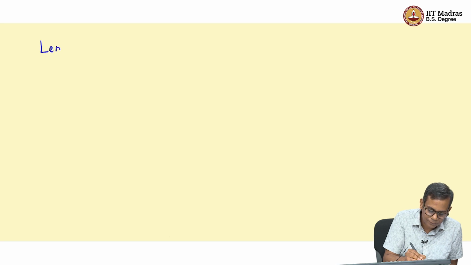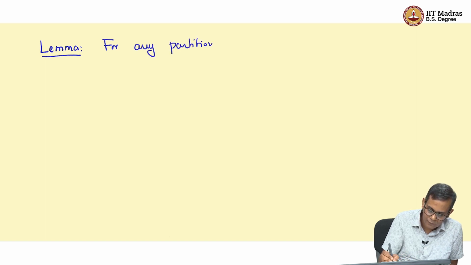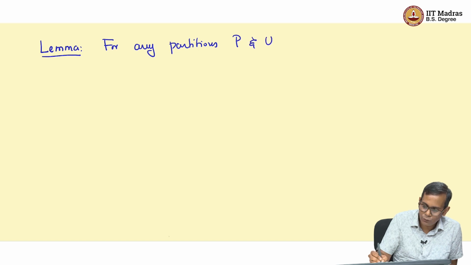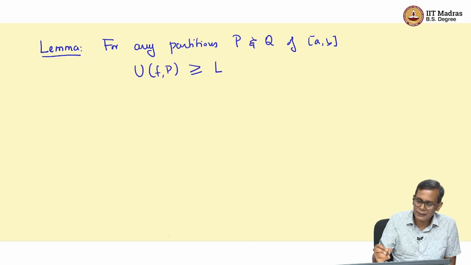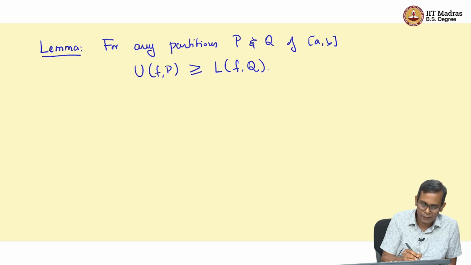We can use this to give an inequality between any upper sum and any lower sum. And so what we have is, for any partitions P and Q of the closed interval [a,b], U(f,P) has to be greater than or equal to, well, it's obviously greater than or equal to L(f,P), but in fact it is greater than or equal to L(f,Q). The proof at this point is very simple.